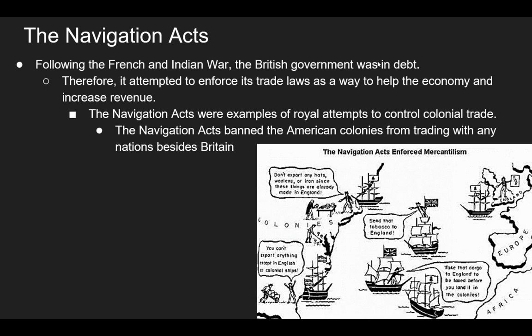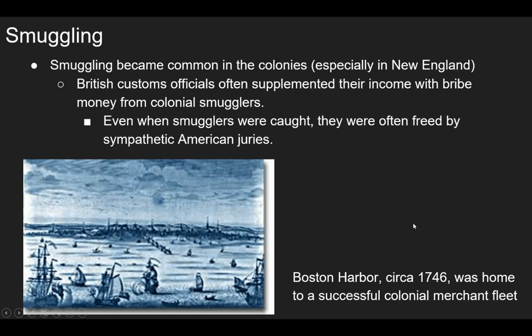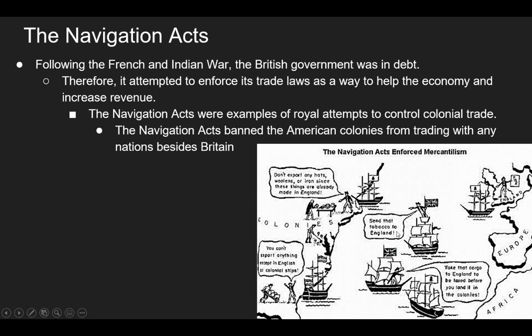As you can see by the cartoon, England holds a paper saying tax. Some of those ships have British flags, some of those ships have different flags. And you can tell by the word bubbles that England is attempting to control trade. For example, here it says send that tobacco to England. So taking the American resources directly there. Up here it says don't export any hats, woolens, or irons, since these things are already made in England. So don't export them to anyone else. Let England have the exclusive control of it.